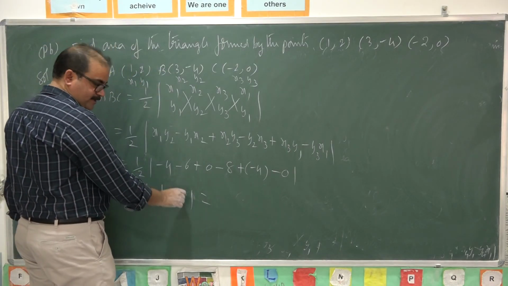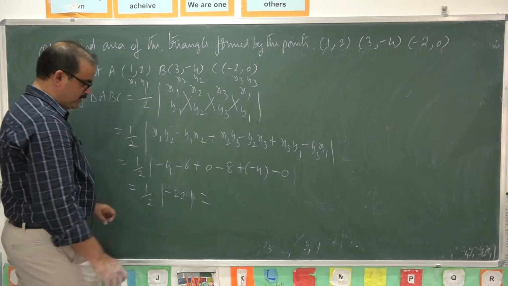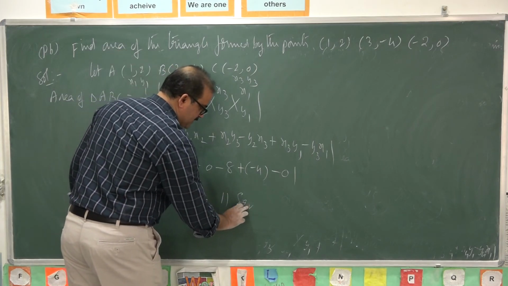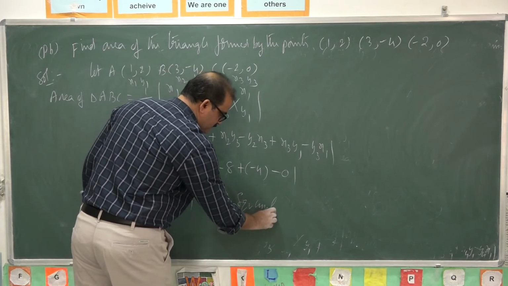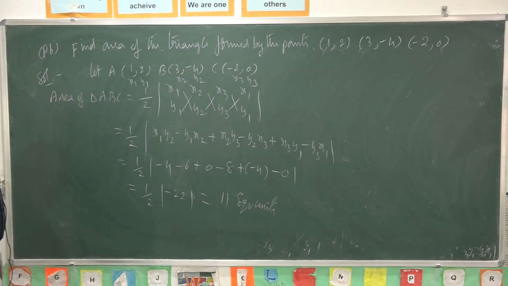Mod minus 22. The value of mod minus 22 is plus 22. 22 by 2, that is 11. Area is represented by square units. So area of the triangle ABC is 11 square units.